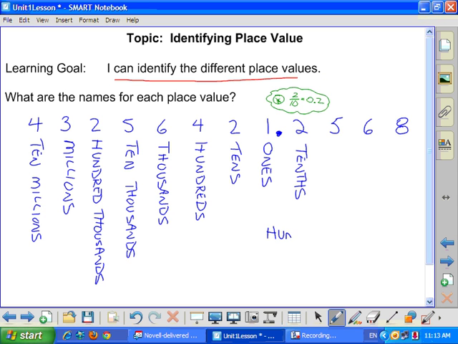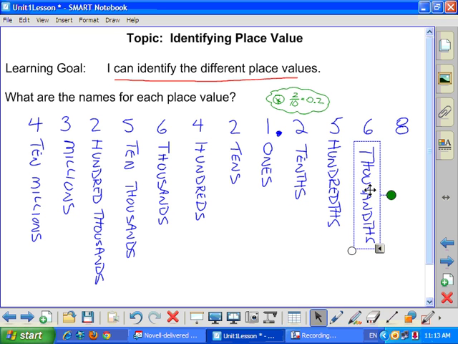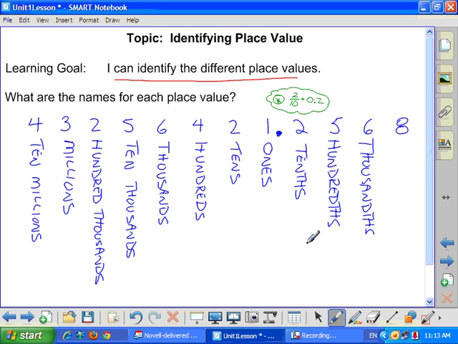So it just gets harder to spell. Hundredths. English isn't my strength, so you got to bear with me here. Hundredths, and after that is the thousandths. And after thousandths would be 10,000ths, and it repeats itself. You just got to put THS on that side of it.